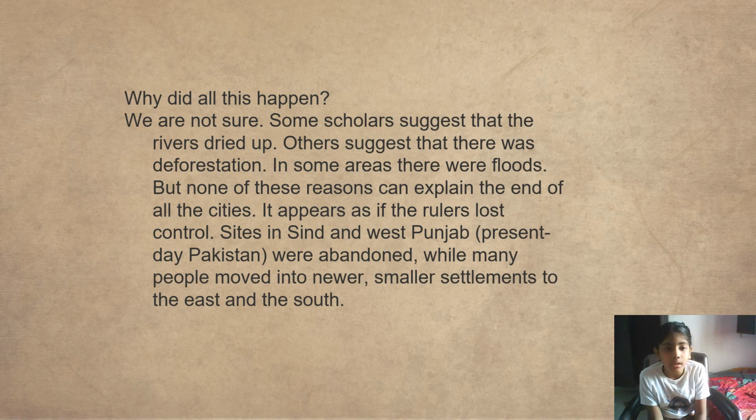Okay friends, now why did all this happen? I've not introduced you to what happened between. So what happened is people here did not live. They went into other cities. Harappans were not at all there. Some people suggested that the rivers dried up. Some people suggested that deforestation happened, okay, there was a lot of cutting of plants. And in some areas there were floods, okay, but none of the reasons can explain the end of all the cities, okay.